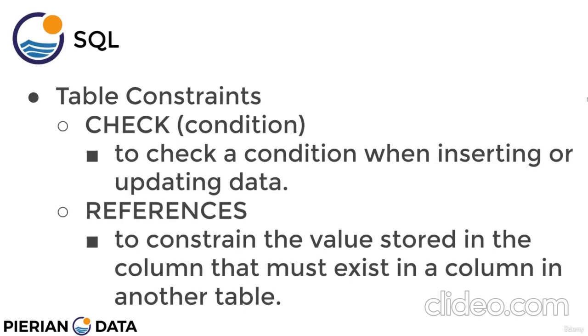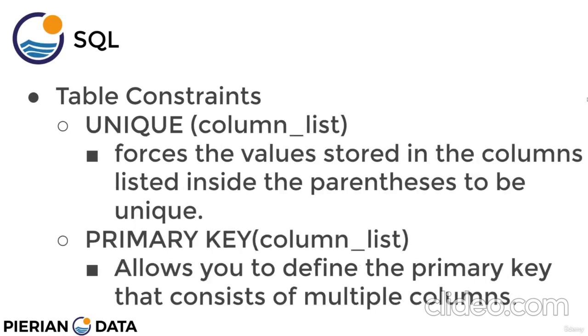Okay, so those are all available column constraints that you apply on an individual column. And you can also apply constraints across an entire table. And some of these table constraints just also use the same keyword that are used on the column constraints. So on a table, you can also have an additional check, and in parentheses, you pass in some sort of condition. So you check a condition when inserting or updating data across the entire table. You can also provide a references constraint, which is to constrain the values stored in the column that must exist in a column in another table. So it has to reference another column in another table.